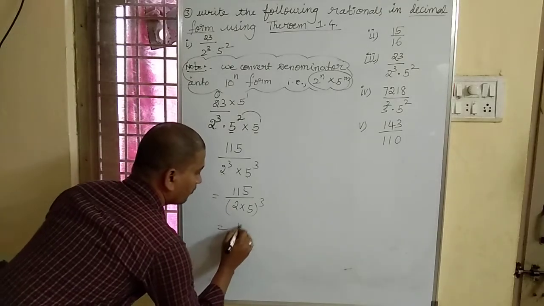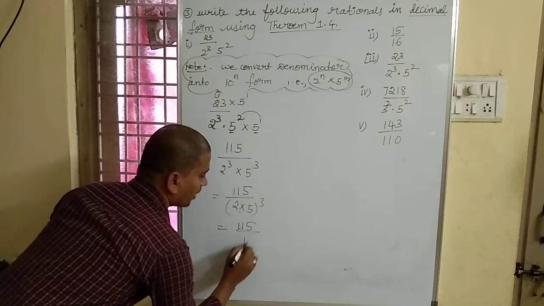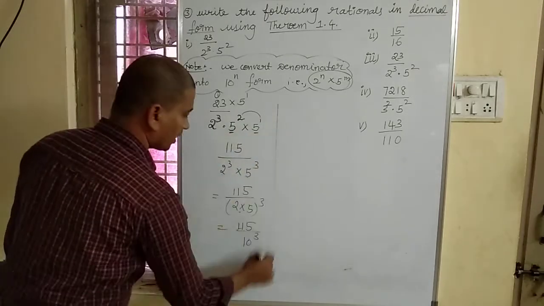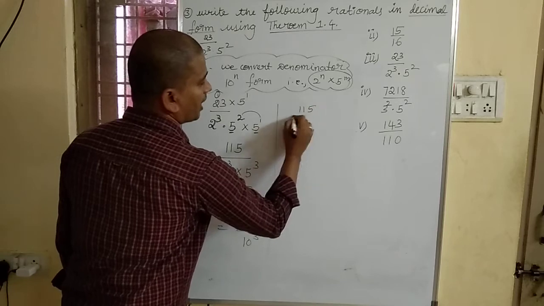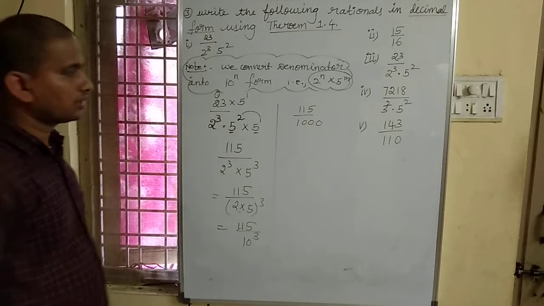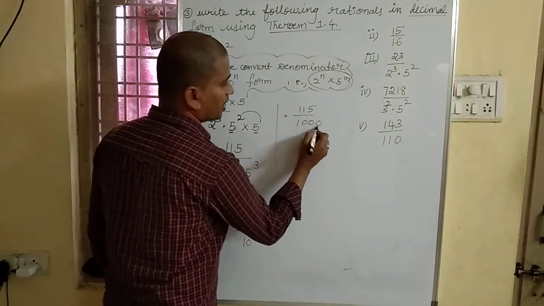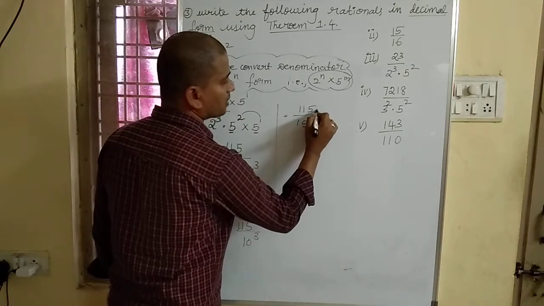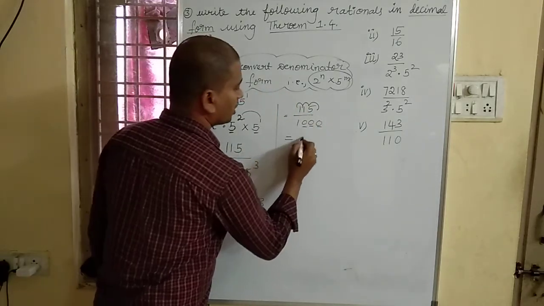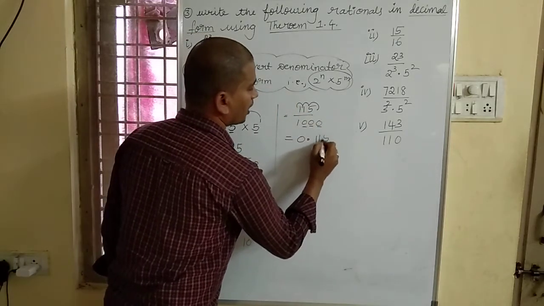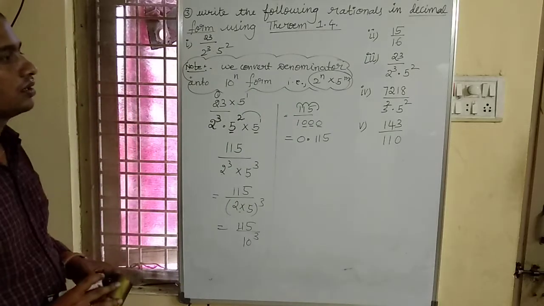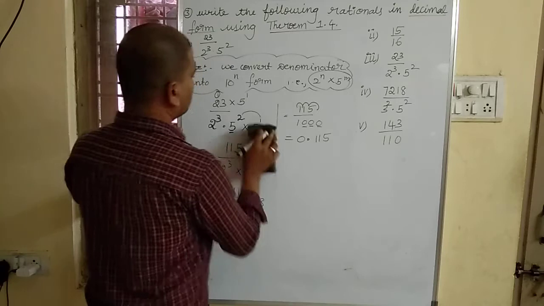So 115 by 2 into 5, 10, 10 cube. So we can write it as 115 by 10 cube, which means nothing but 1000. So we have 3 zeros here. Shift the decimal point towards the left-hand side by 3 digits. So it will become 0.115. And the fourth question.